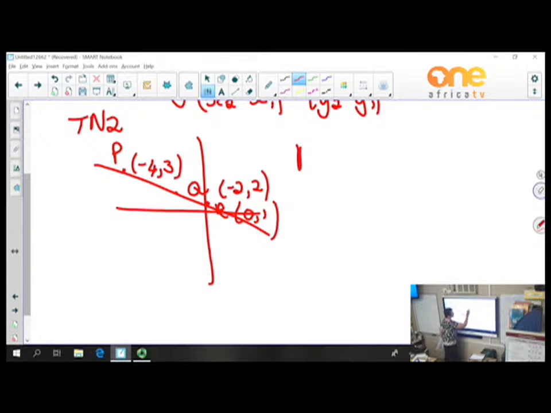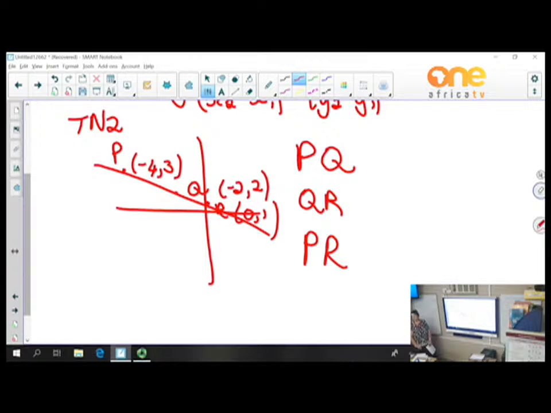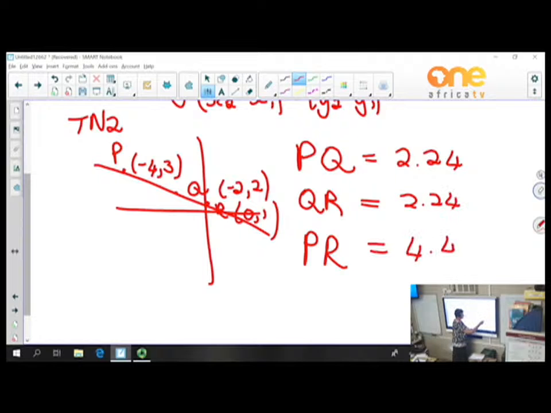So if you work with PQ, you use the coordinates of P and Q. And if you calculate QR, those are the coordinates that you will work with. And the last one is PR. And actually PR should be PQ plus QR. Okay, so what was the length of PQ? You can just give me the answer now. 2.24, 3 significant figures, please. QR, also 2.24. And then PR, 4.47.